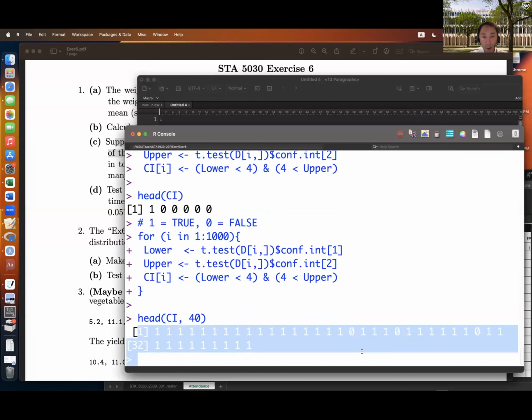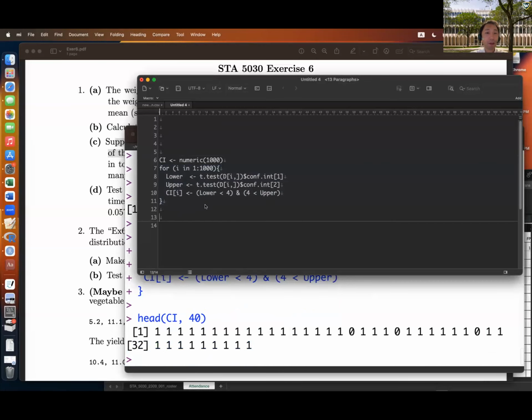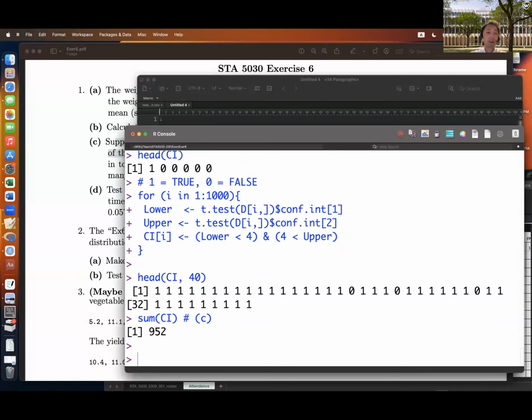We can see most of the time it includes 4, but 3 of the 40 times, the 95% confidence interval misses the 4. So we want to count how many times. This is just a summation of Ci, and we get the answer: 952. So about 95% of confidence intervals include 4.